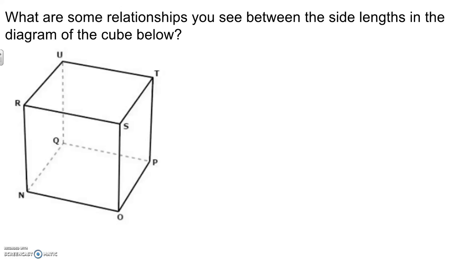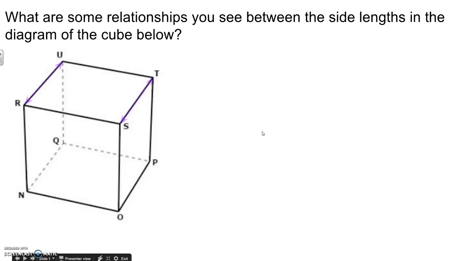What are some relationships you see between the side lengths in the diagram of the cube below? Take a moment to pause here and write down three different relationships that you can see. Recognize that these dotted lines imply that it is a three-dimensional figure, and for argument's sake, it is a cube.